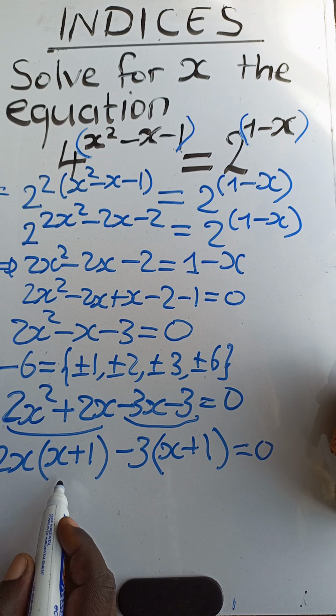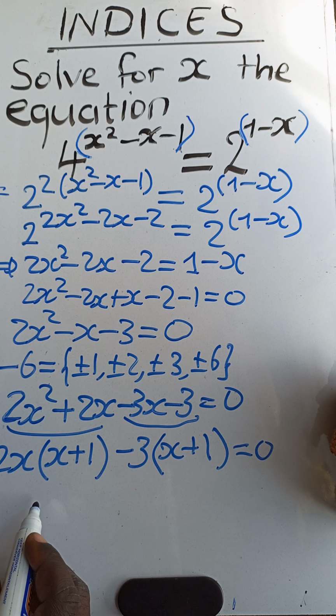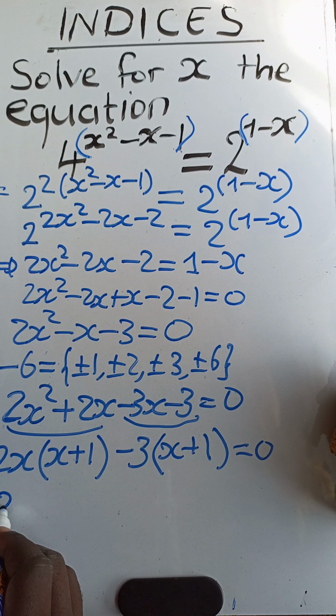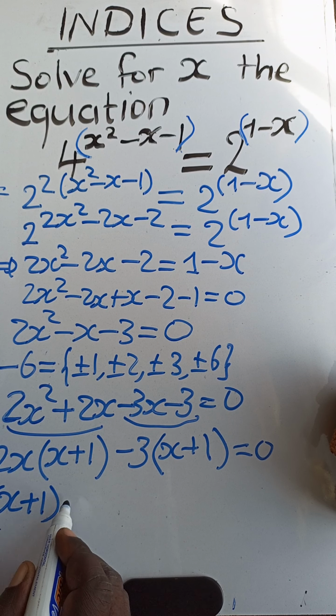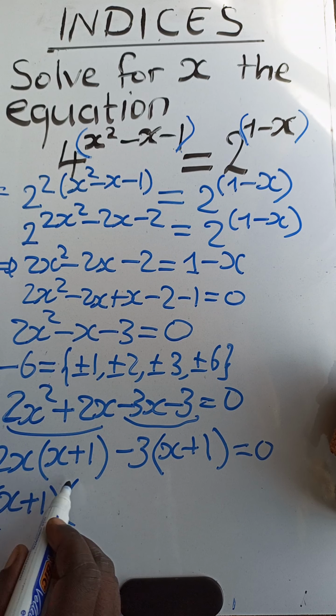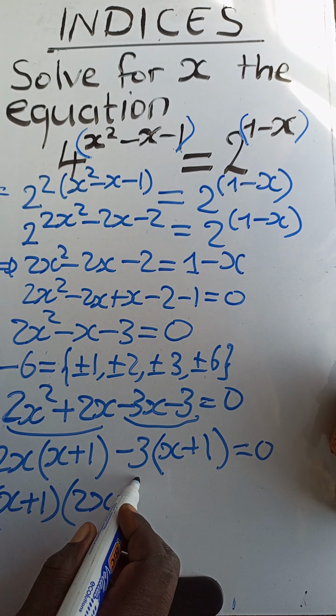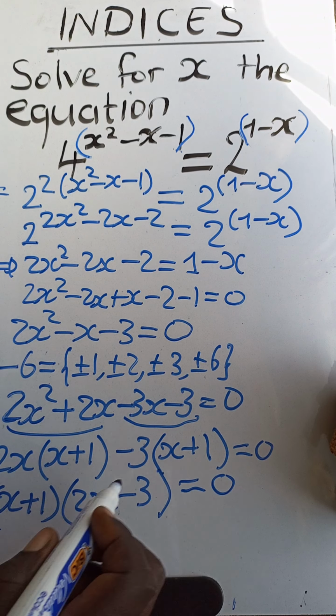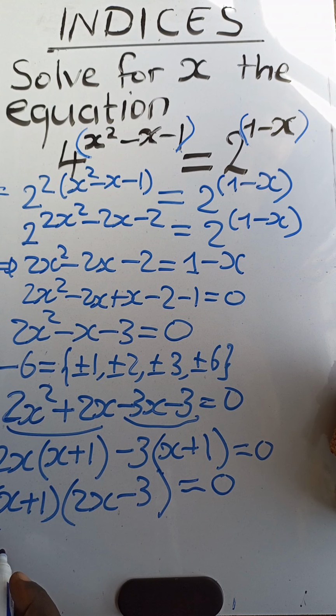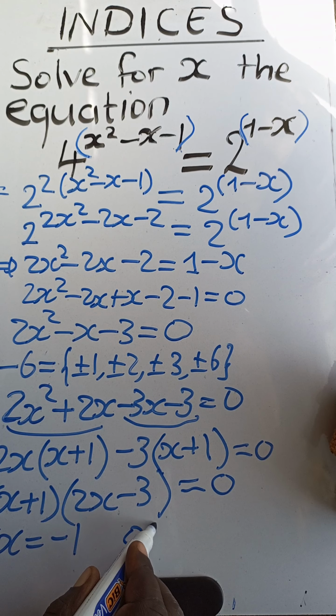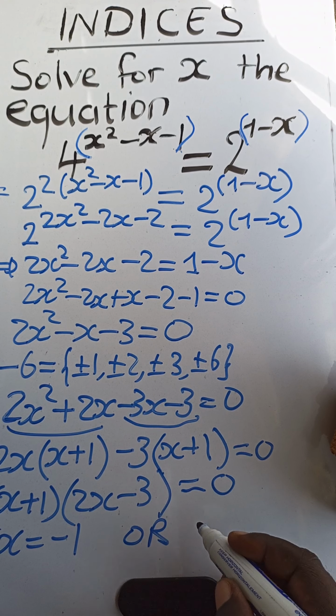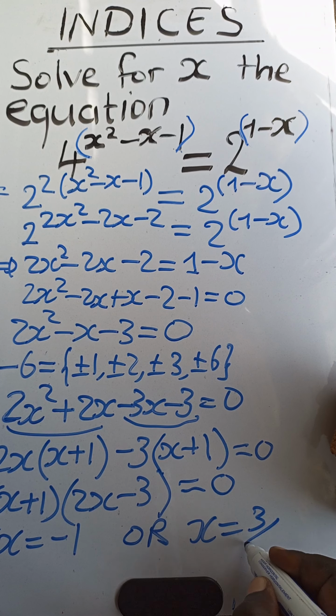Now, at this level, we see x plus 1, x plus 1. It is common again. So factorization continues. This time around, we have x plus 1 is common. We'll bring it outside into 2x minus 3 is equal to 0. At this level, we all know that if the product of two things gives 0, then we equate this to 0 and solve, we equate this to 0 and solve and have the two possible values. When we equate this equals to 0 and solve, we'll have x is equal to negative 1. And when we equate this equals to 0 and solve, we have x is equal to 3 all over 2.